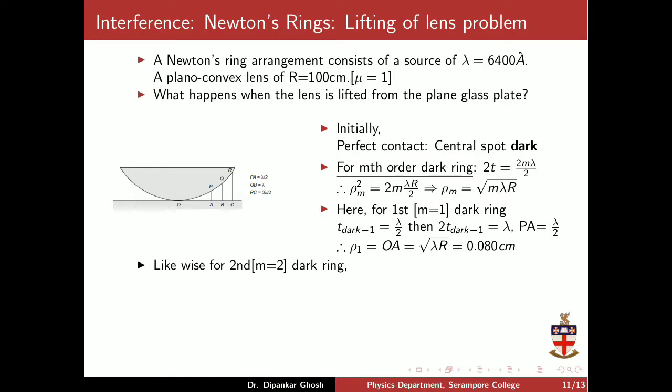Now, what will be the radius of this first dark ring? It will be rho 1, that is the length OA. In the diagram, it will be the length OA, that is equal to root over lambda R. It will be 0.080 centimeters.